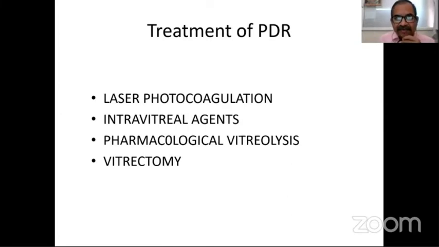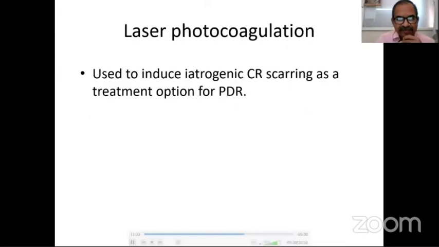So after investigations, coming to the treatment part of proliferative diabetic retinopathy. See, always the gold standard of treatment is laser photocoagulation. Whatever the intravitreal agents, whatever the anti-VEGFs or whatever the vitrectomy, the first and foremost gold standard of treatment is laser photocoagulation. So what laser do we use? From the argon time to now we are using diode green laser. That's the lasing media we use regularly. Diode green laser 532.